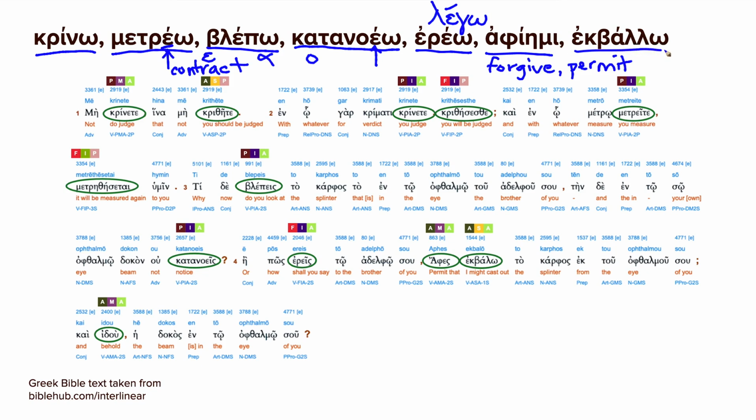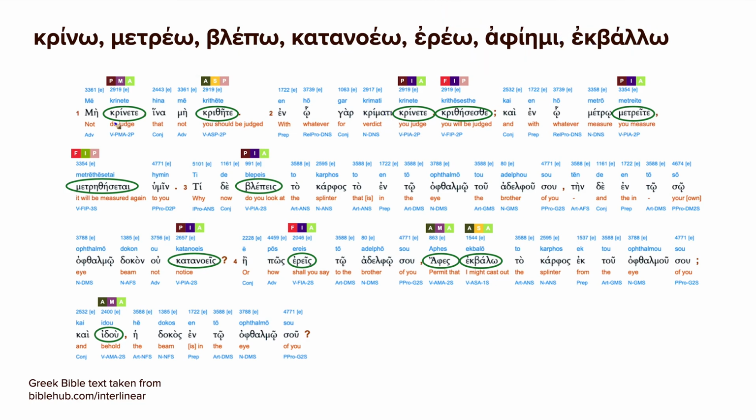And then ekballo. Ballo by itself is to throw. I throw a ball, for example. That's an easy way to remember it, ekballo. But ek here, as you would imagine, is out. So if you're throwing something with ek, you're throwing it out or casting it out. All right, so let's go ahead and talk about the verses.